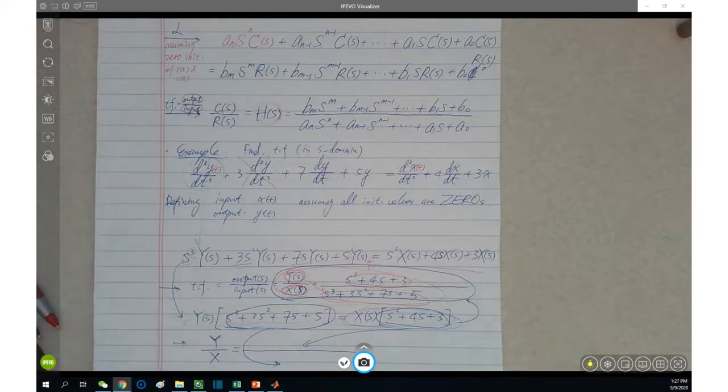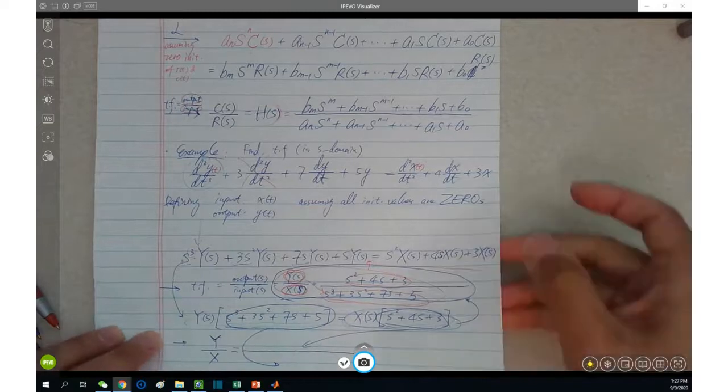Due to the time, we don't have a chance to do a second example, but this one is very involved, so it should be good.